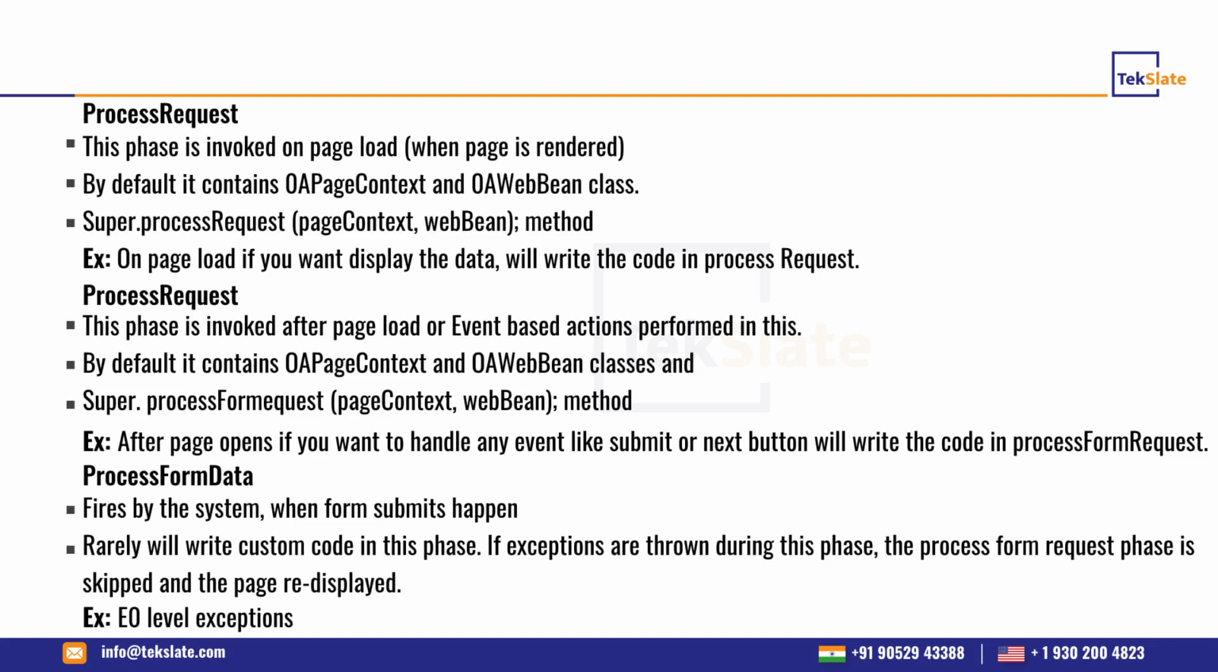And coming to the process form request, this is where, after loading the page, any event can be performed. If you click on the go button, or the submit button, or any event on the page, the action you are doing on the page can be controlled by the process form request. The actual code should be written in the process form request. So after the page opens, if you want to handle any event like submit or a next button, we'll write the code in the process form request.